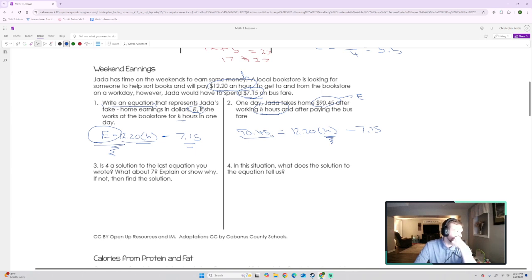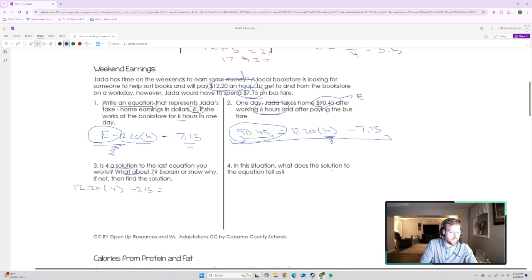So kind of like the first problem, is 4 a solution to the last equation you wrote? So is 4 a solution to the equation I just wrote in number 2? Would 4 work in that particular case? And what about 7? Well, if we want to find out, all we got to do is plug 4 in for the hours and plug 7 in for the hours and see if we get $90.45. All right. So I'm going to write $12.20 an hour. Well, I worked 4 hours, and then minus the $7.15. Okay. Again, type that in your calculator. All right.